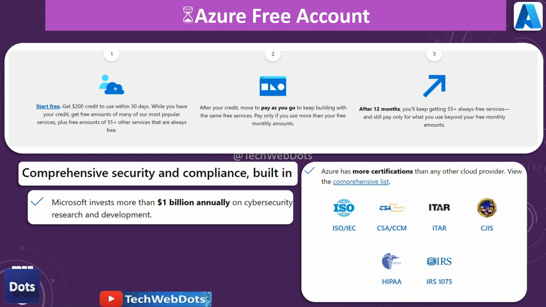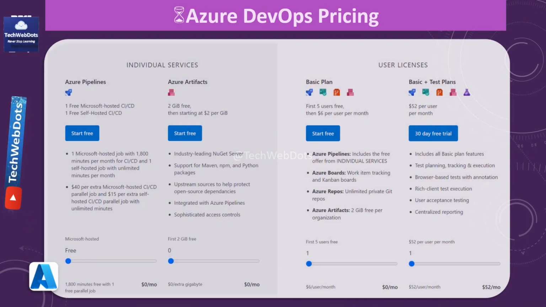For example, it is HIPAA compliant, it is ITAR compliant, and it is ISO compliant, and you can see there are many more. I will give you a link in the description of this video so you can check over there. Once your free credit is finished, then you can definitely move to the pay as you go model, right? And there are many services that you can use for the first 12 months, and then it will be pay as you go, right?